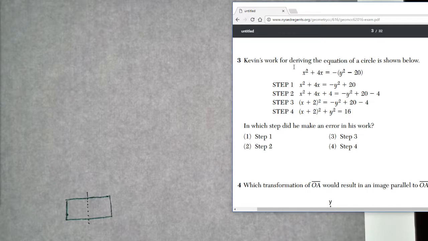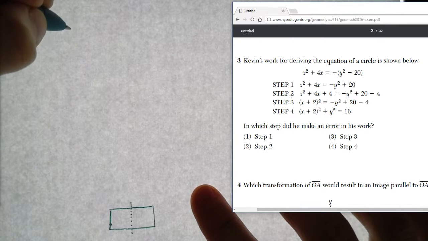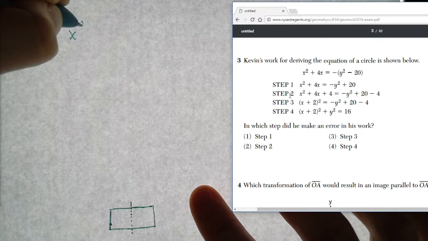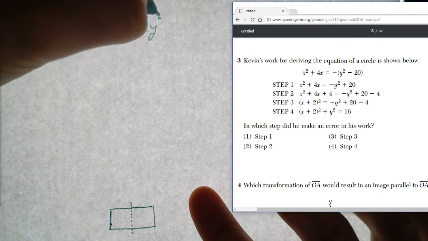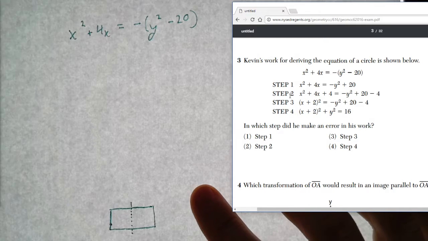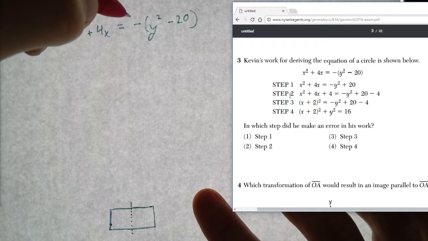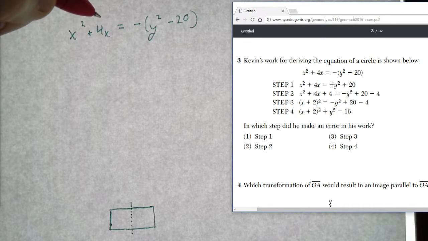Whenever you see some step questions, start with what they give you and follow each step they do, see where they make the mistake. So I'm going to just write out the equation again. X squared plus 4x equals negative y squared minus 20. So that's what Kevin started with. In step 1, it looks like he is distributing this negative sign over here.